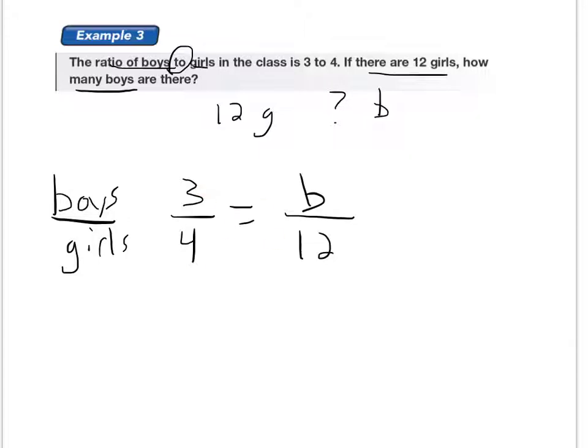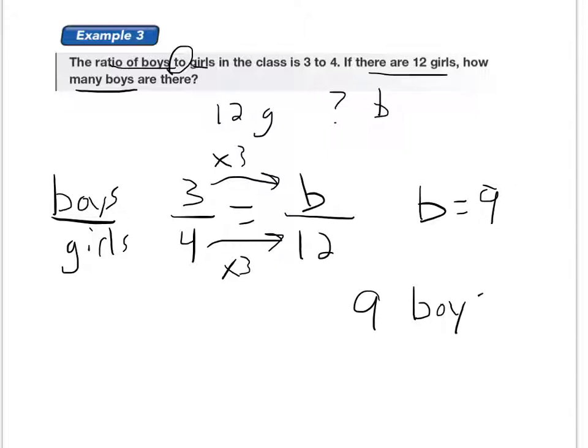You could do cross products and solve it, but I like seeing this horizontal relationship here. To get from 4 to 12, I know I got to multiply by 3. So I'm going to do the same thing here. Times by 3. So I get b equals 9. Now b equals 9 does not sound like a good answer to the question. I need to answer how many boys are there. So I'm going to go ahead and write 9 boys. So basically what that means is 9 boys to 12 girls. If I were to reduce that, it compares the same as 3 boys to 4 girls.